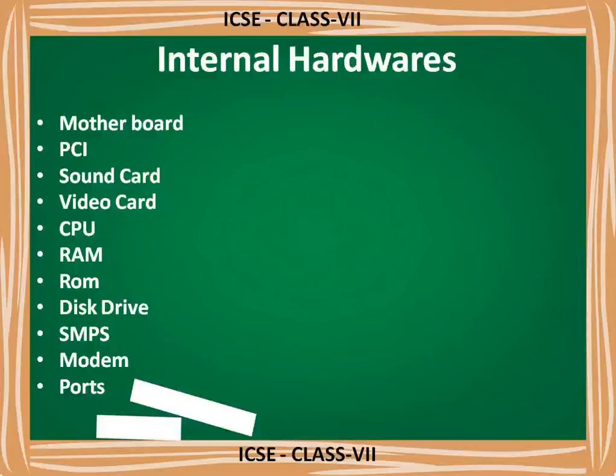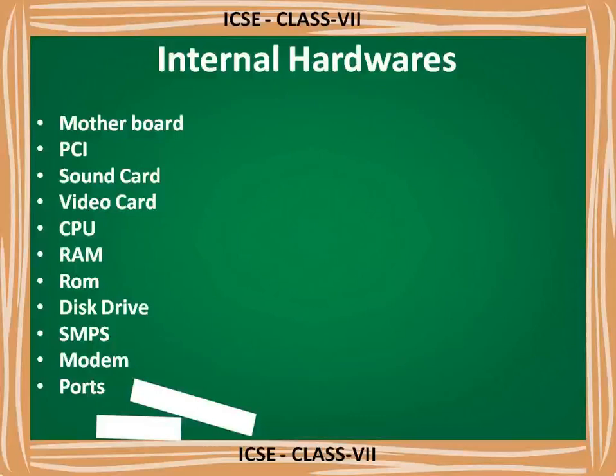There are mainly three components of a CPU. MU means memory unit, second one is ALU, arithmetic and logic unit, and third one is the control unit. The memory unit stores all the data and instructions, the arithmetic and logic unit performs the arithmetic and logical calculations, and the control unit controls all the components which are connected to the system. Those are the three main components of a CPU.